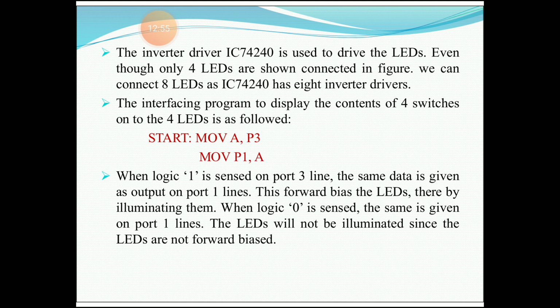When logic 1 is applied on a port 3 line, the same data is given onto the output on the port 1 line. This forward biases the LED, thereby illuminating the light from the LED. When logic 0 is applied, the same information is given to the port 1 line. The LED will not be illuminated because the LED is not forward biased.